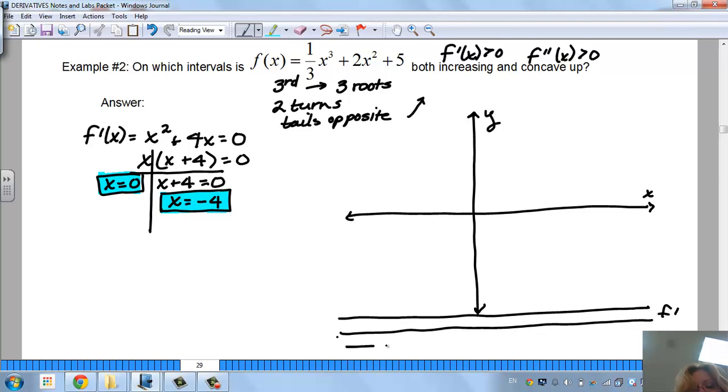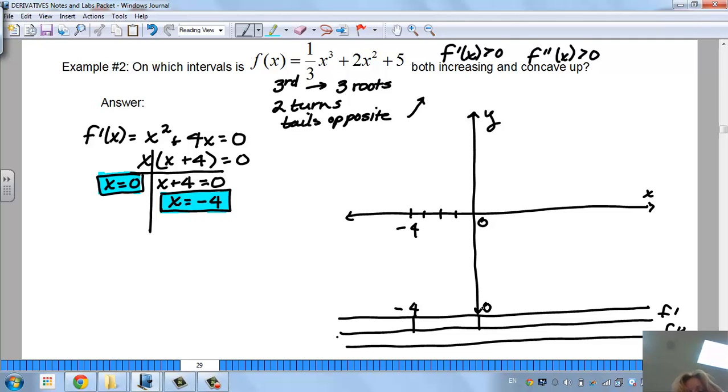And our f double prime bar right here. Okay, so we just found 0 and negative 4. So here's 0, and negative 4, we'll say 1, 2, 3. Negative 4 is here, so I come down here. So here's negative 4, and here's 0 on our graph.